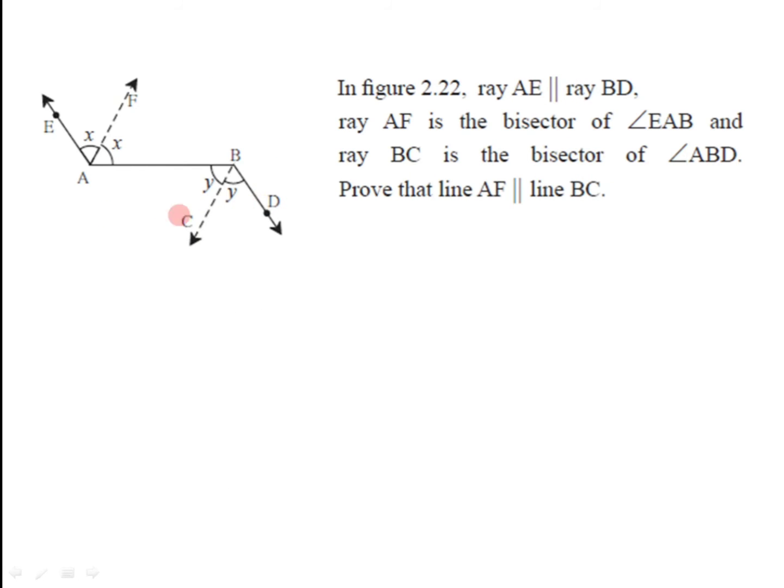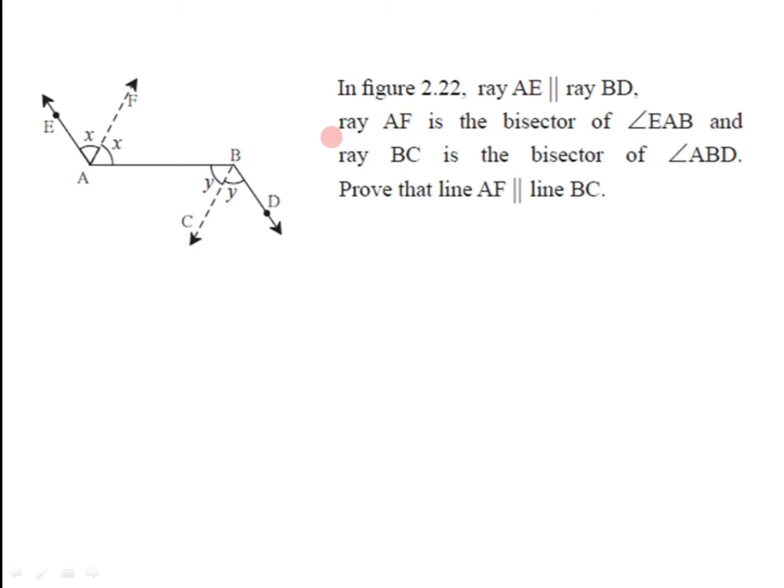Next question is, the diagram is given here. Ray AE is parallel to ray BD, that's given. Ray AF is the bisector of angle EAB, that is given. And ray BC is also the bisector of angle ABD. From this information, we have to prove that ray AF is parallel to ray BC.